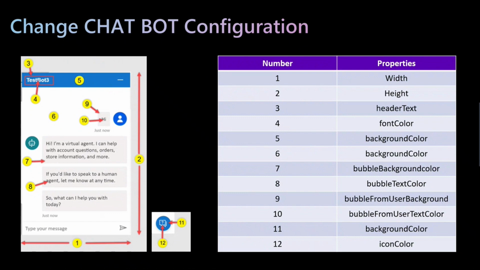Point number 11 is the background color of the icon that displays on the portal. We're going to quickly have a look at how it displays on the portal. So the icon of the chatbot, you can also change the color of it and the icon of it. Okay, so these are all the properties. In total, 12 properties are there that you can adjust using Power Pages.